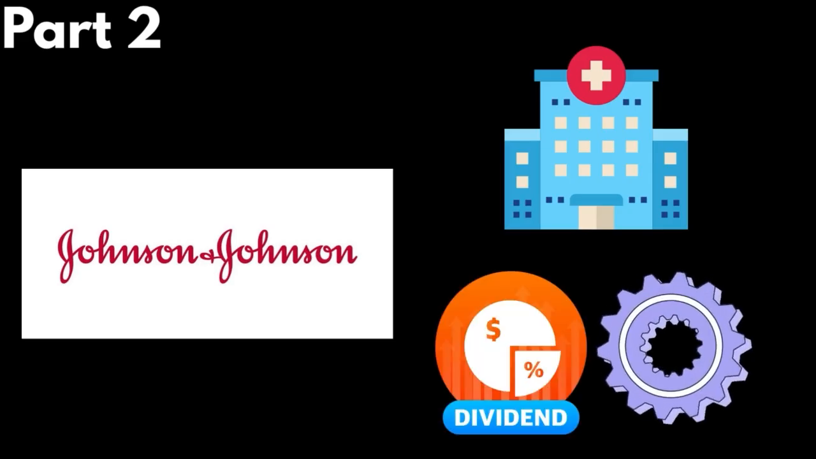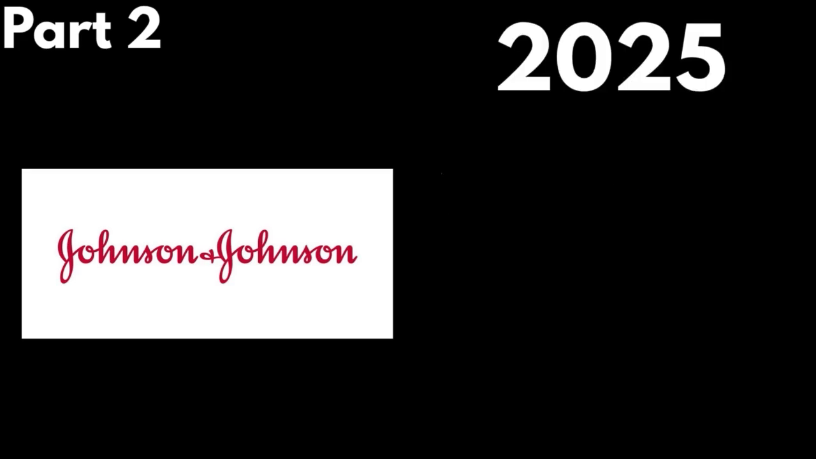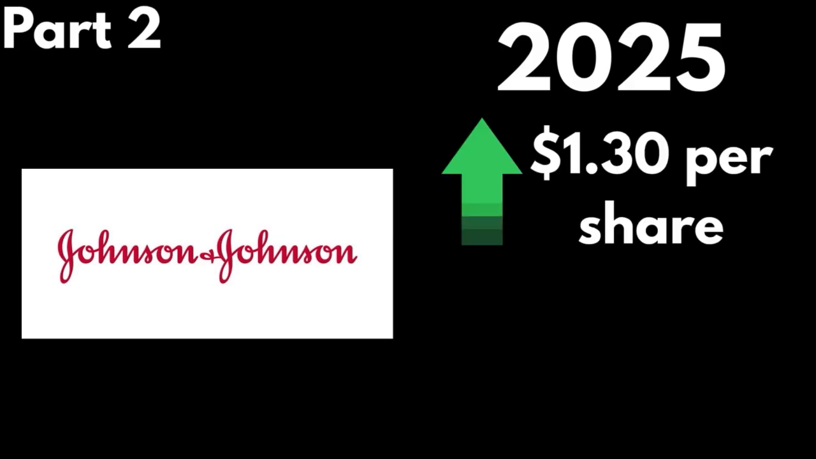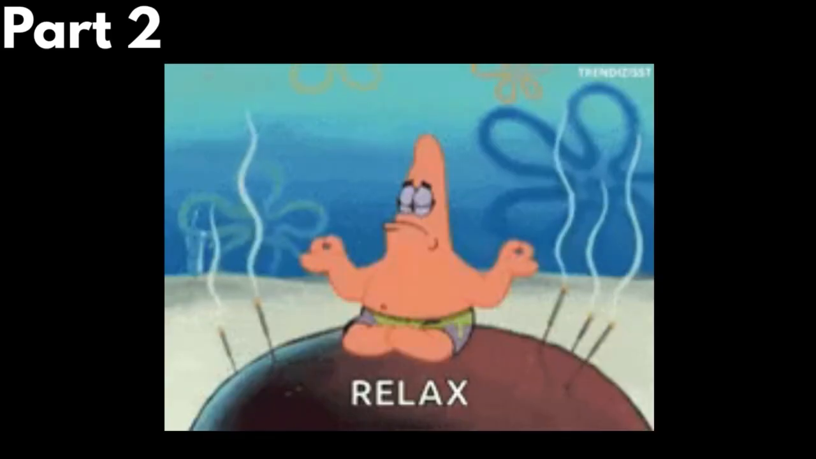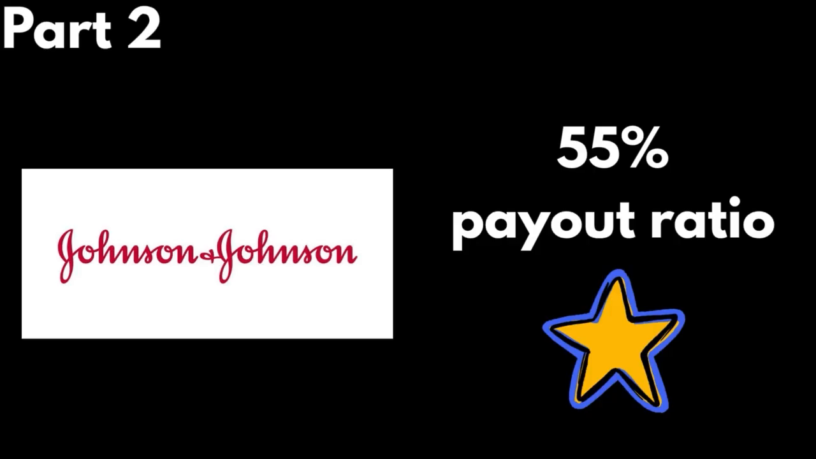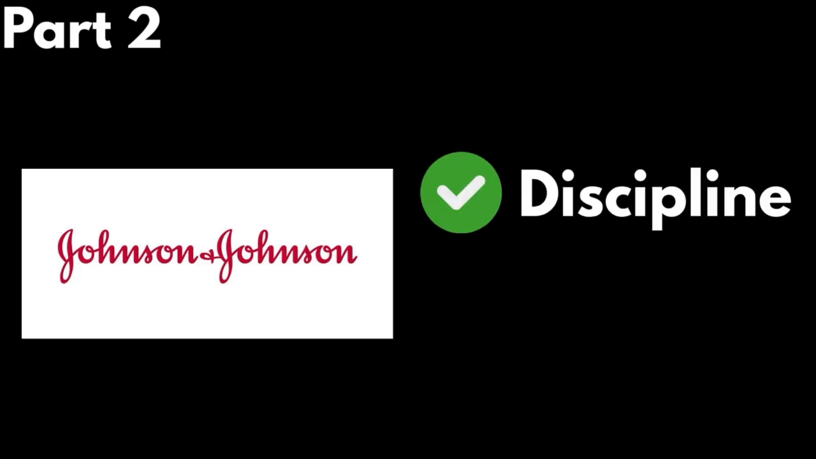Let us start with Johnson & Johnson. This is not just a healthcare company. It is a dividend machine. 63 years of uninterrupted dividend increases. In 2025, they did it again, boosting the quarterly dividend to $1.30 per share. That is over $5 a year per share in pure passive income. And they are not reckless about it. Their payout ratio? Just under 55%. That means they pay shareholders generously, but still hold enough back to grow. This is discipline. This is strength.